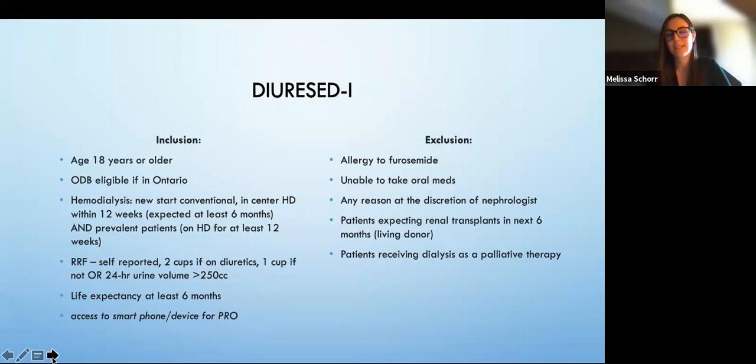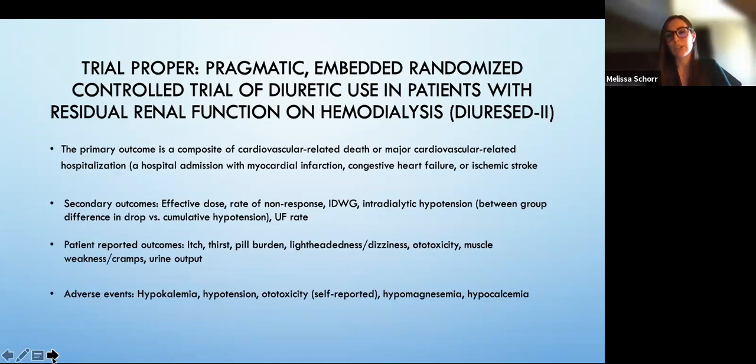Our trial proper will be based largely on the outcomes and success of our pilot trial, but essentially the primary outcome for this would be a composite of cardiovascular related death or major cardiovascular related hospitalization. Second outcomes will be determining what an effective dose or dosing algorithm of Lasix is in this population, what the rate of non-response to diuretics is, interdialytic weight gain, intradialytic hypotension, and ultrafiltration rate.